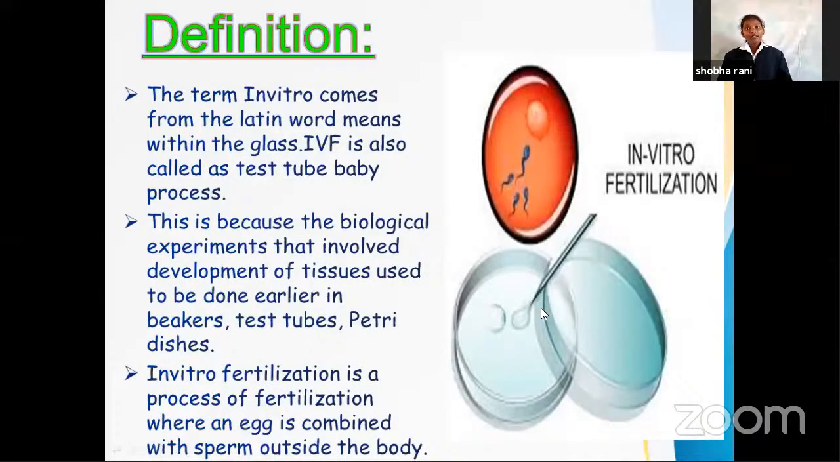Why is it called the test tube baby process? Because in vitro fertilization takes place in test tubes, petri dishes, and beakers. So, a baby born through this process is called a test tube baby.